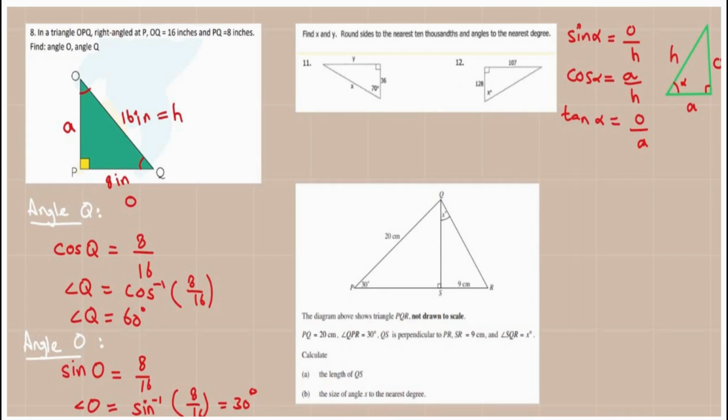Let's see what is in the next question. It says find x and y, round sides to the nearest 10,000 and angles to the nearest degree. Okay. Here is the first question where we have two unknown sides, x and y. But we have this 90 degree right angle given, and then there is another angle also given. If we take this right angle, opposite to the right angle there is the hypotenuse side. If our concerned angle is this 70, that means this is the opposite side and this is the adjacent.